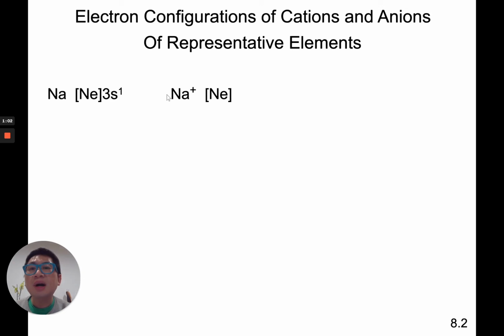The sodium ion, Na+, if it had lost one electron, which electron would it lose? Well, it would lose the outer electron. If it loses the outer electron, then it'll be just like neon.